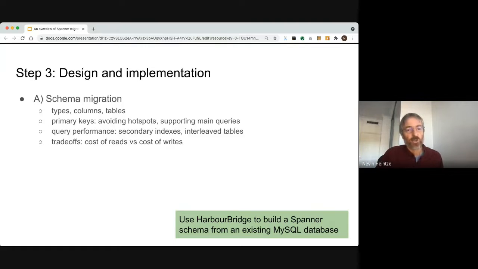Inherent in schema design is managing trade-offs, such as the cost of reads versus the cost of writes. For example, I might add a secondary index to improve my read performance, but this means that my writes will become more expensive. So in Spanner, a secondary index is implemented as a Spanner table. So when I add a secondary index to a table, then any row I add to that table actually adds 2 rows. It adds 1 row to the base table and another one to the index table.